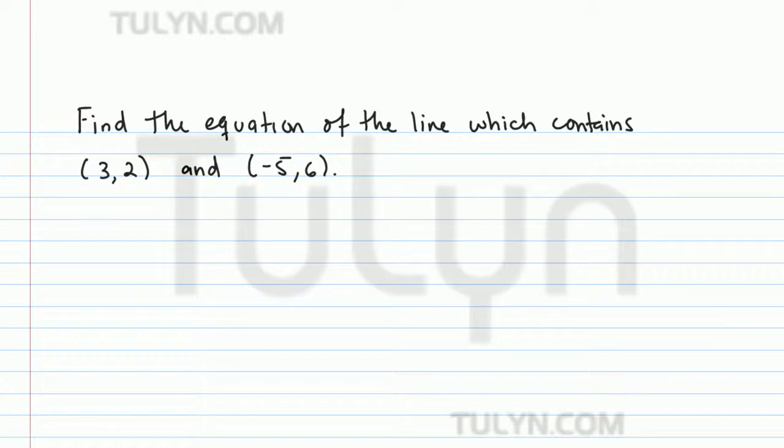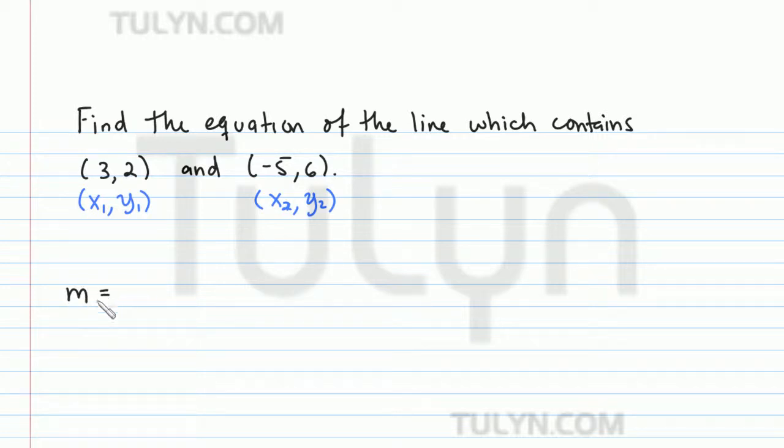So find the equation of the line which contains the point (3, 2) and the point (-5, 6). To use the point-slope formula, we already have a point, but we need to find the slope. So let (3, 2) be our (x1, y1), and (-5, 6) be our (x2, y2). So the first thing we should do is find the slope.